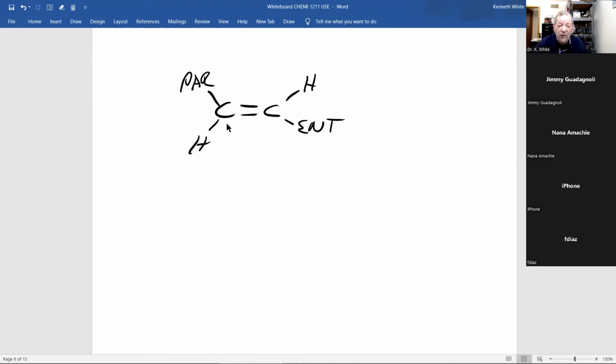Does everybody know what that is? It's transparent. These are trans, opposite sides. Did I have an emoji that goes boo?